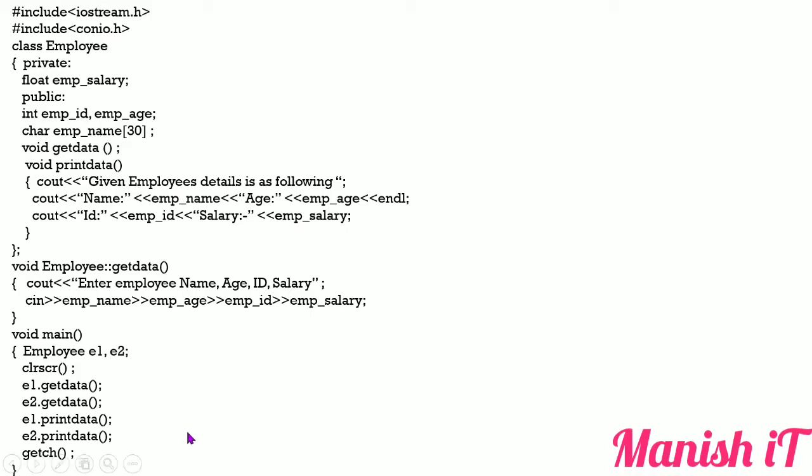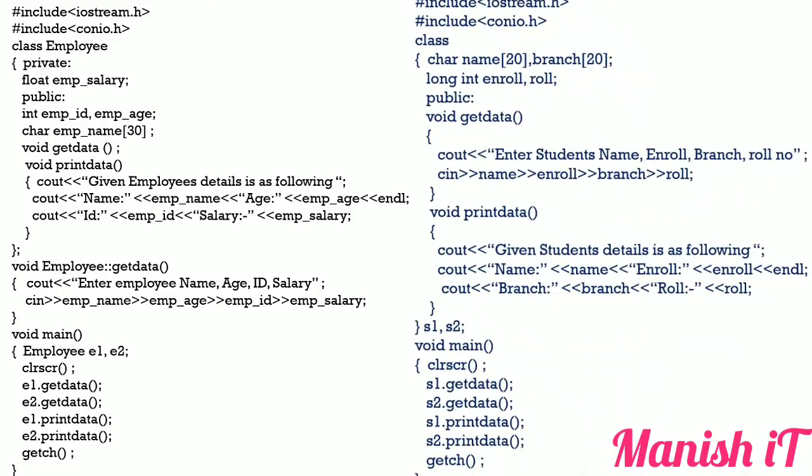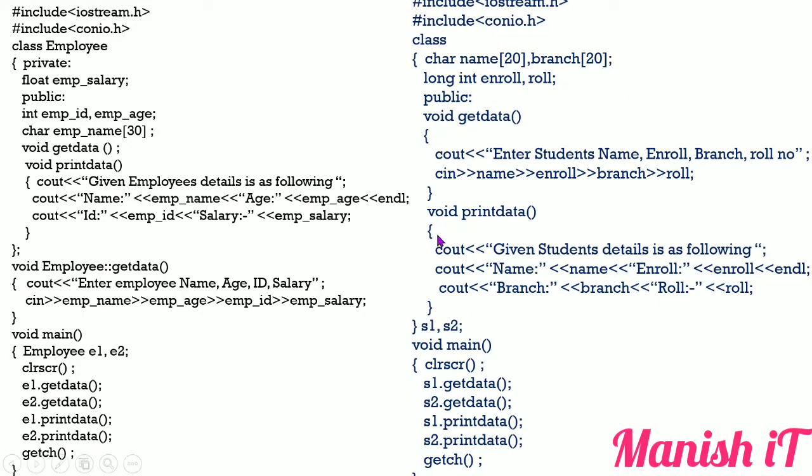Before that, let's see another program. Here I have included iostream.h and conio.h. But here I did not mention our class name, because I have used another syntax.